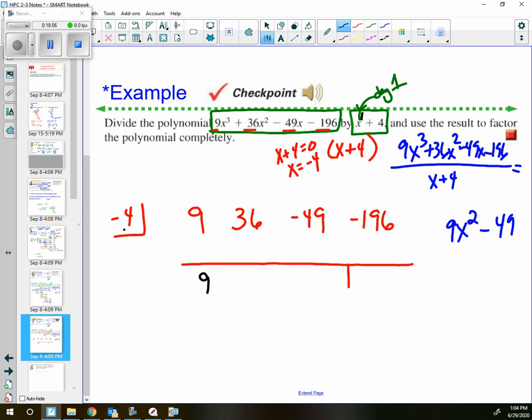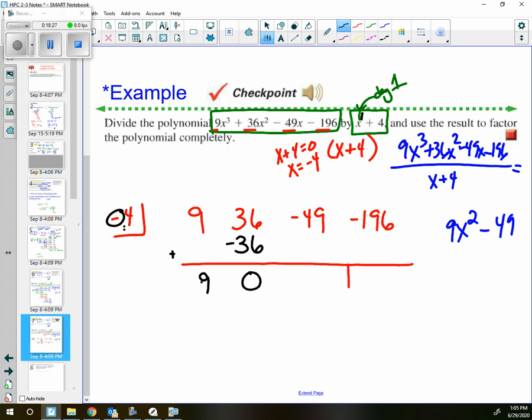And we multiply still. So we multiply negative 4 times positive 9. We get a negative 36. It goes right under the next place value down. Now here's the thing, you're going to add here. We're adding because we've already factored in the sign in the k value that we're dividing by. So make sure you're adding here. So 36 plus negative 36 is 0.